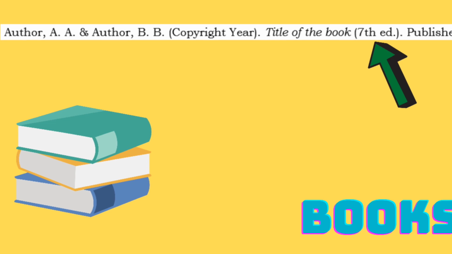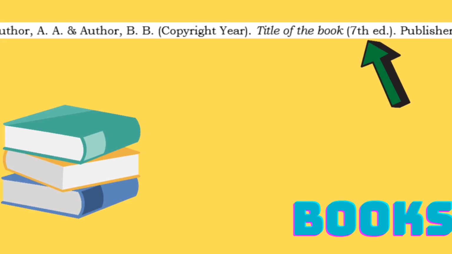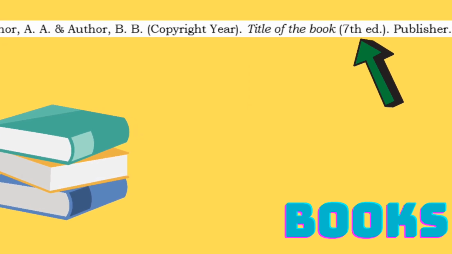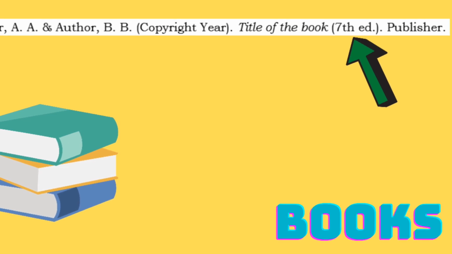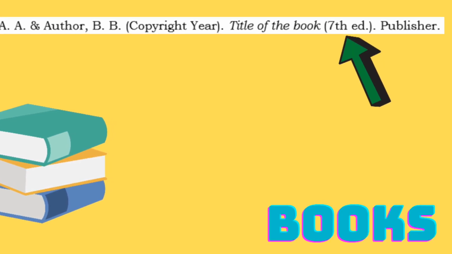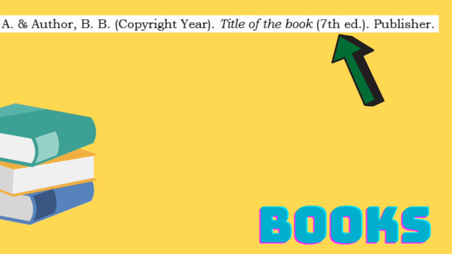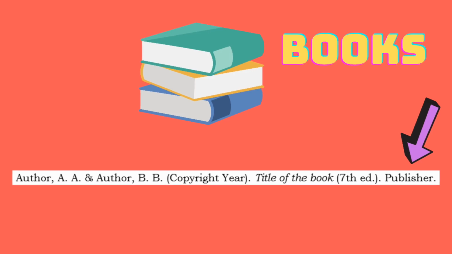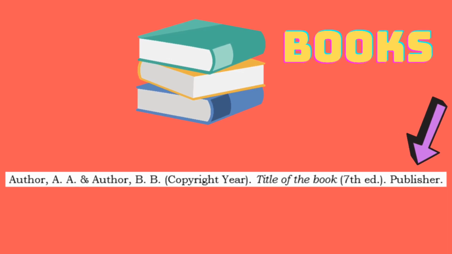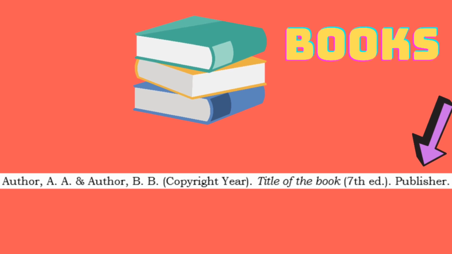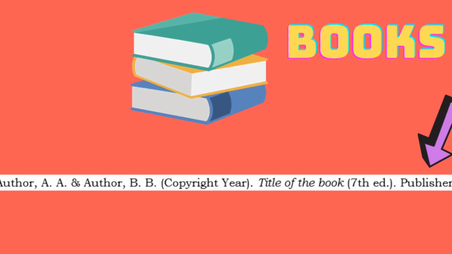If the book has a volume or edition number, include it in parentheses after the title of the book. Edition is written as small letters ed period. Indicate the name of the publisher, followed by a period. Do not include the location.